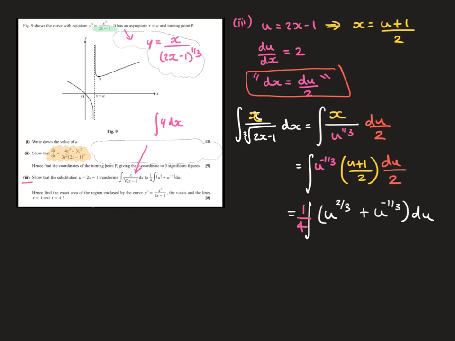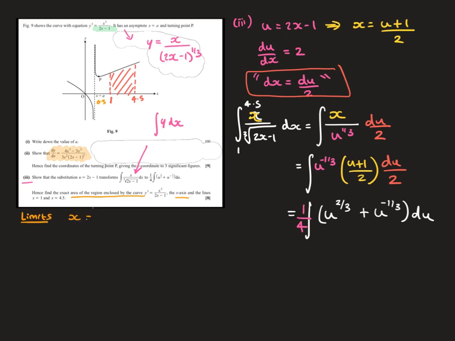Now, we then have to use this to find the exact area of the region enclosed by the curve, the x-axis, and the lines x equals 1 and x equals 4.5. Now remember, a was equal to 0.5, so if we're looking at x equals 1, we're going further away than that. And remember, P has an x-coordinate of 3/4, so we're a bit further away than that as well. So we're just looking at a region between 1 and 4.5 here. So that would mean our original integral would have limits of 1 and 4.5. But we need to change those limits.